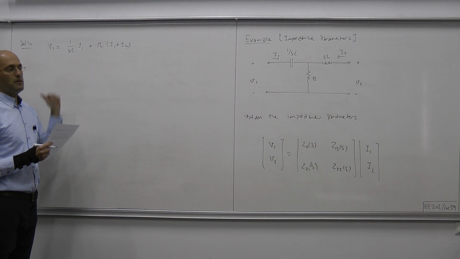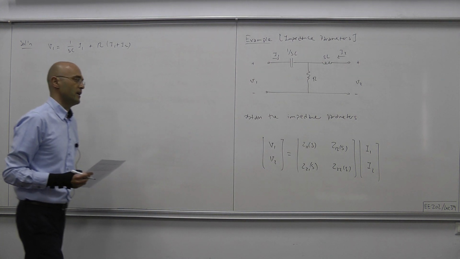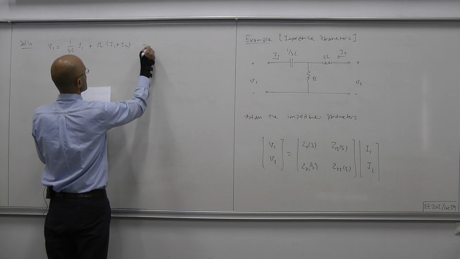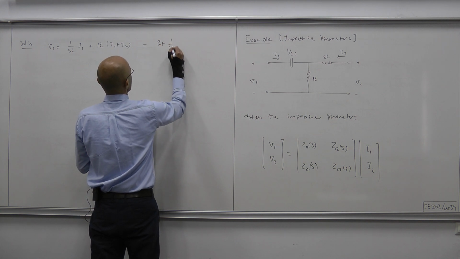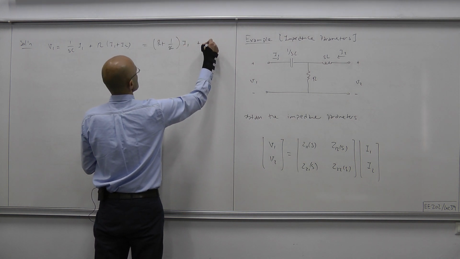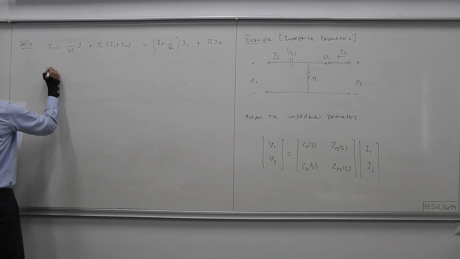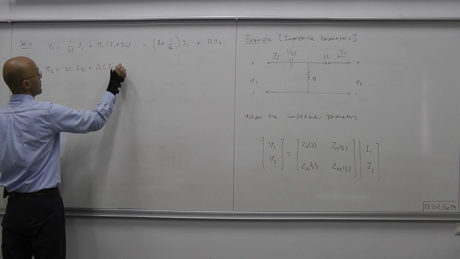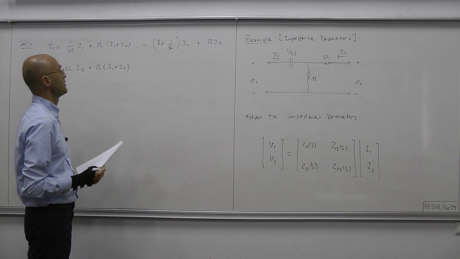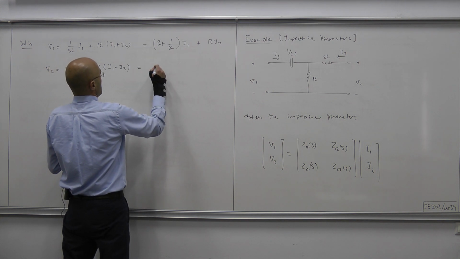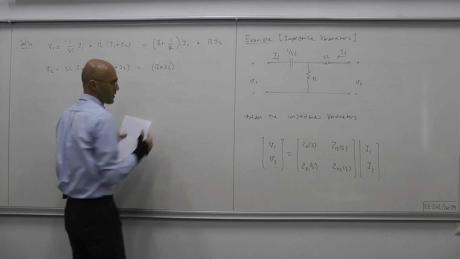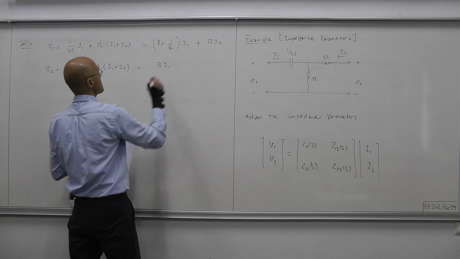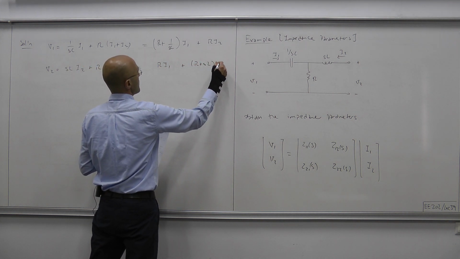Okay, and this equation will immediately give us the first row in our transfer function matrix, or the impedance matrix. Let's reorganize that: R plus 1 over SC times I1 plus R I2. As for the second voltage, we have SL times I2 plus, again, the same voltage over the resistor. That produces R I1 plus R plus SL times I2.